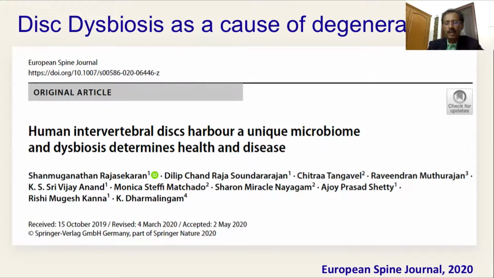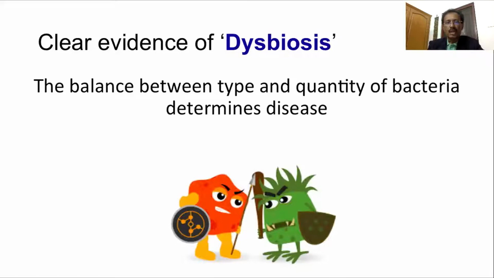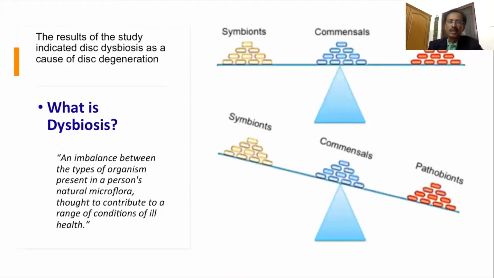Now, what is meant by dysbiosis? Dysbiosis is an imbalance in the normal type and quantity of bacteria present in a tissue, and an alteration of the normal ratio can actually determine and cause a disease. So we have symbiotic bacteria, commensals, and pathogens, and when they are in balance, it is the state of health.